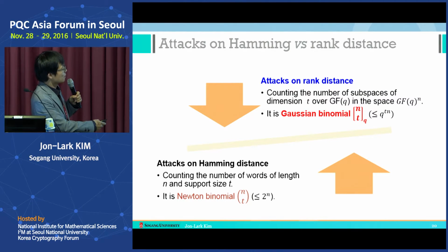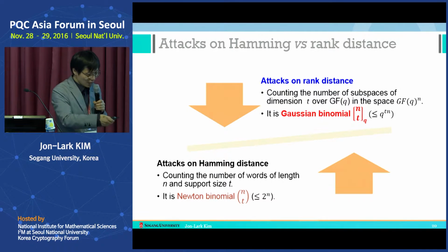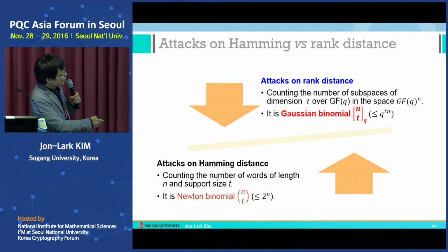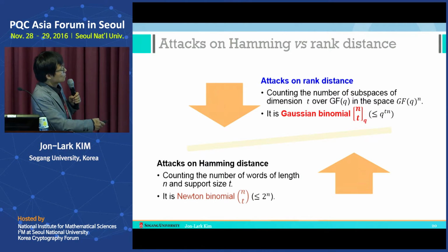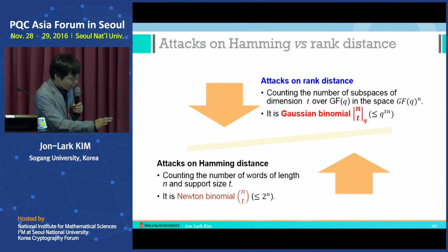So this is just an idea why attacking codes based on Hamming metric is, in some sense, easier than attacking codes based on rank metric, because normally we have to count the number of words, not necessarily codewords, number of vectors of length n and support size t. So there are n choose t. We have to consider n choose t elements. But in the rank metric code case, you have to find t-dimensional subspaces in n-dimensional space. So that number is the Gaussian binomial n choose t. Okay, so this is much bigger than this. So that's why attacking codes based on rank metric is harder.